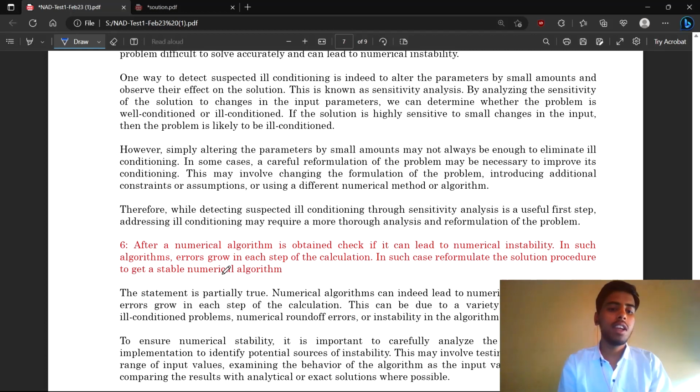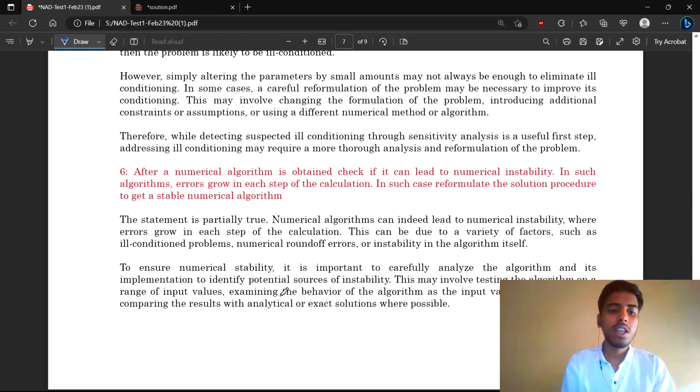Next, move on to the sixth statement. What is the sixth statement? After a numerical algorithm is obtained, check if it can lead to numerical instability. In such algorithms, errors grow in each step of calculation. In such a case, reformulate the solution procedure to get a stable numerical algorithm. Here is the justification of the statement: the statement is partially true. Why is it partially true? We can see here.